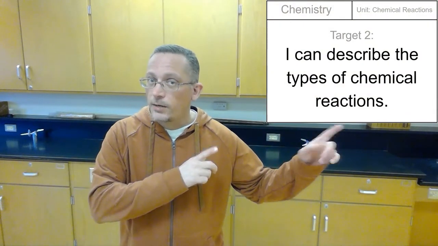Okay, so there were 5 different types of reactions we talked about. We talked about the synthesis, the decomposition, the single replacement, the double replacement, and the combustion reactions. And we looked at a couple of examples of looking at a chemical equation and telling which type of reaction that is. So hopefully that helps us to be able to describe the different types of chemical reactions.